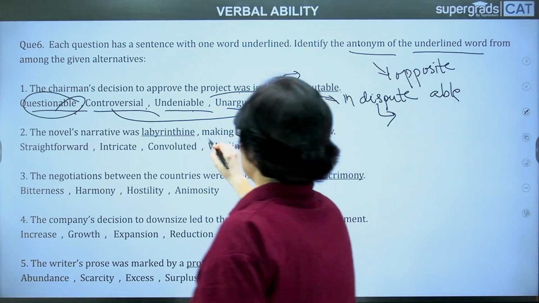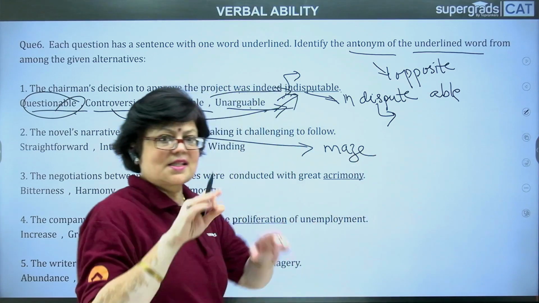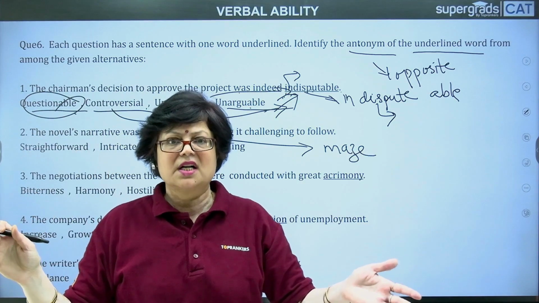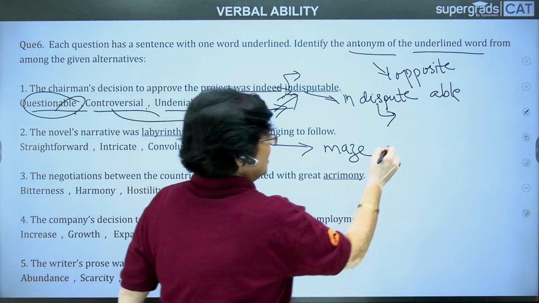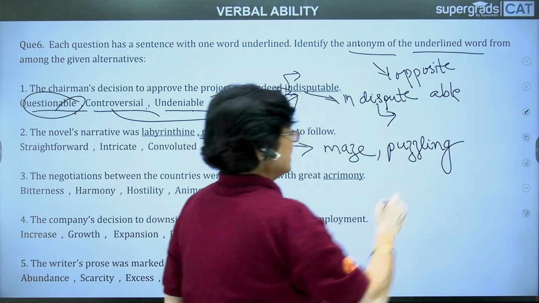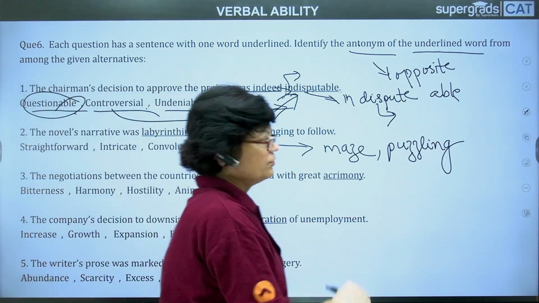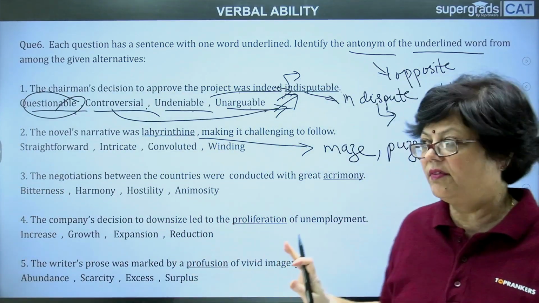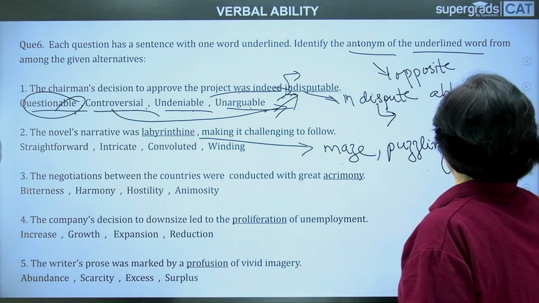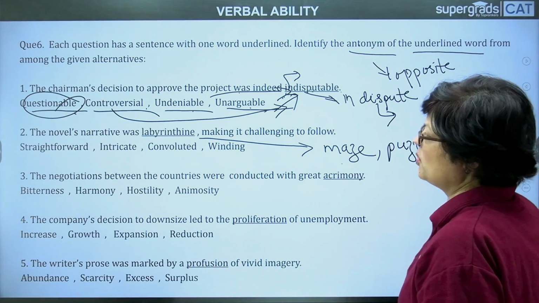Labyrinthine means like a maze. Have you seen a maze? In which you get in but you do not know how to come out. Very, very puzzling, or you can say confusing. So the novel's narrative was labyrinthine, making it challenging to follow. We could not understand the novel because it was like a maze, puzzling, in other words, confusing. Okay, so we have to find out the option which goes against.